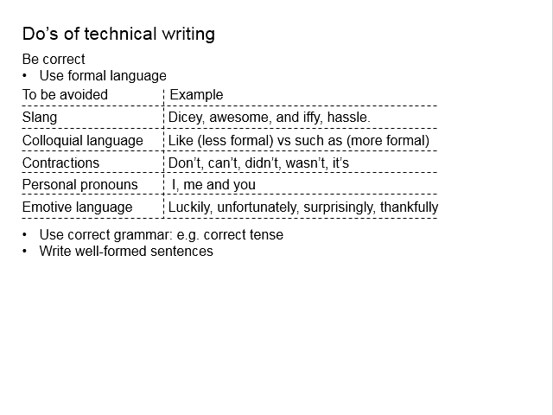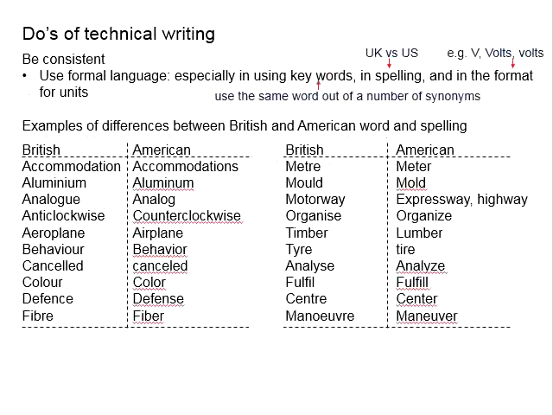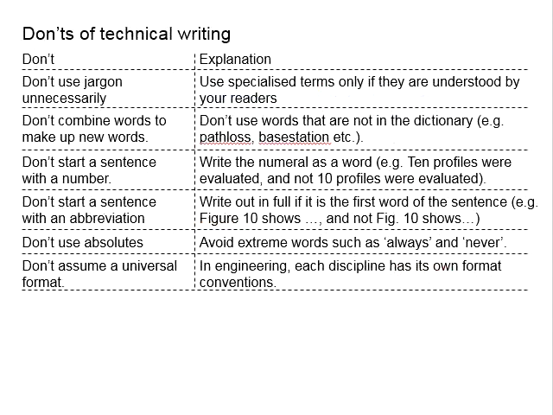You need to be correct, where you use formal language. Sentences are grammatically correct and properly constructed. And then you need to be consistent in terms of the usage of keywords, spellings, as well as the formats of units. Now let us proceed with the don'ts of technical writing.